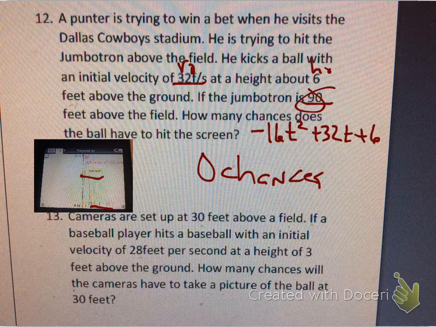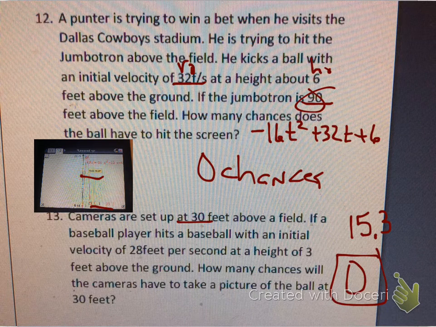Okay, so on this one, I don't have really room to take a picture here, I get that it came out to 15.3 feet. That's the maximum height. So if the cameras are set up at 30 feet, that means the cameras have 0 chances of taking a picture here. So guys, just keep in mind, I might keep something very similar, and I'll come up with some numbers that might work better.